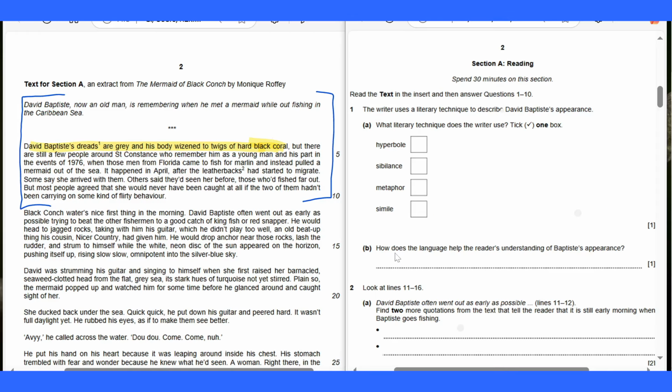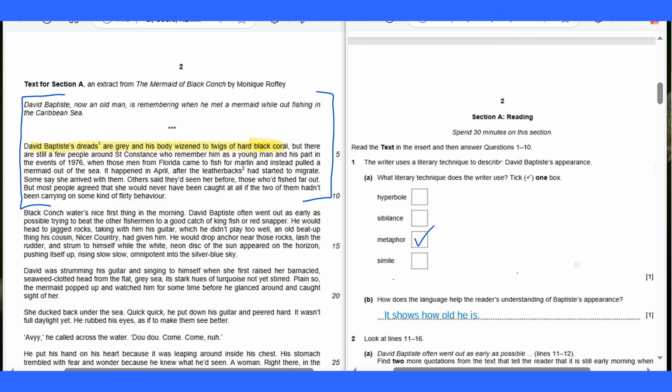Question 1b. How does the language help the reader's understanding of Baptiste's appearance? In here it is already shaded with yellow. 10 seconds. Let's check out the answer, guys. So it shows how old he is. Anything similar to this idea should be okay.